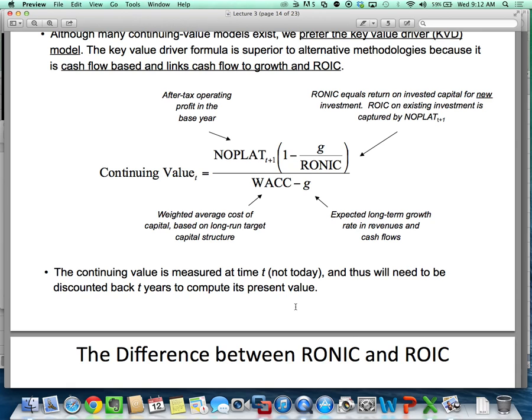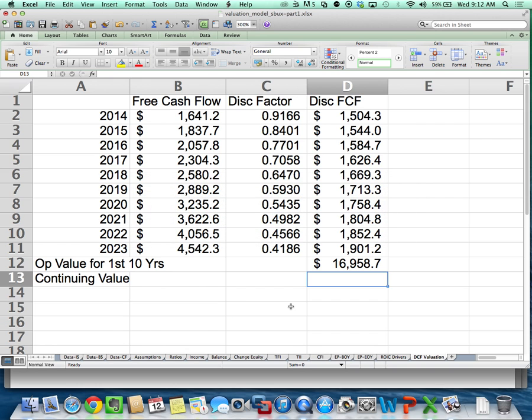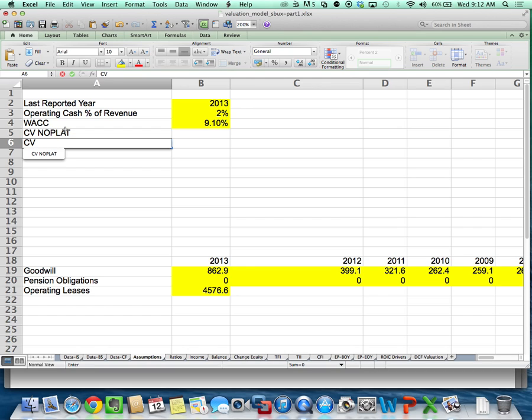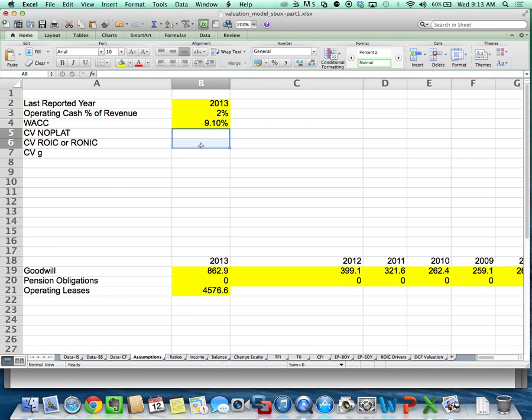Now, what I'm going to do, because I might want to change some of these assumptions later, is I'm going to make sure that those 4 items are in the Assumptions tab. So we already have a WACC, so I'm going to add in a continuing value NOPLAT. I'm going to add in a continuing value RONIC, and I'm going to add a continuing value G. I'm going to make those yellow.